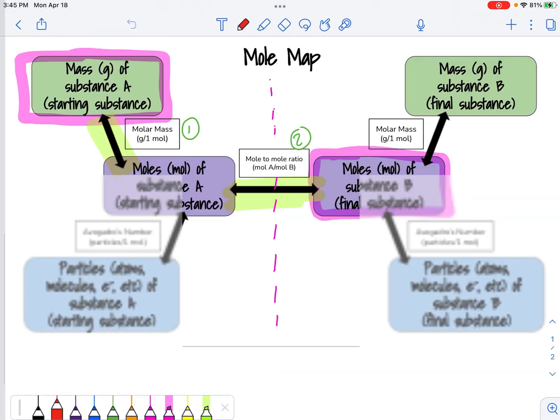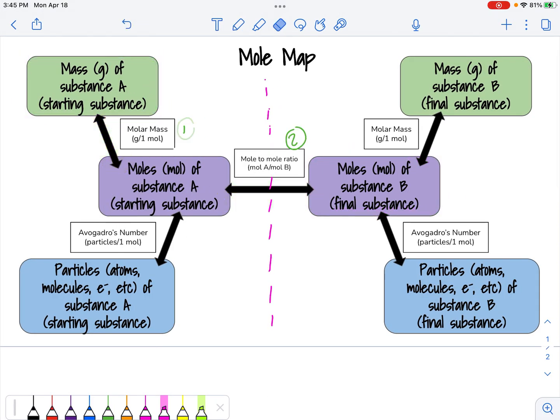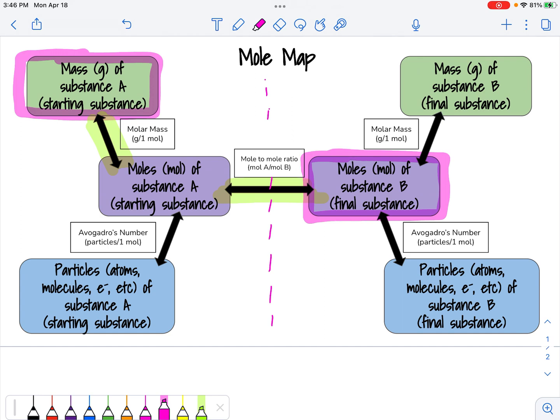So on our mole map, let's take a look right here. We're starting out with a mass of one of our substances. So on our mole map, we're starting in this box right here. We have the mass of substance A. For us, substance A is solid potassium. We're trying to determine the amount of moles of potassium hydroxide we can produce. So to get over to the moles of potassium hydroxide, we first have to figure out the moles of potassium we have. At this point, we can use this arrow to get over to the moles of potassium hydroxide, and that'll end us where we want to be here.